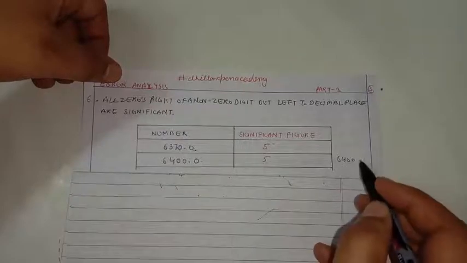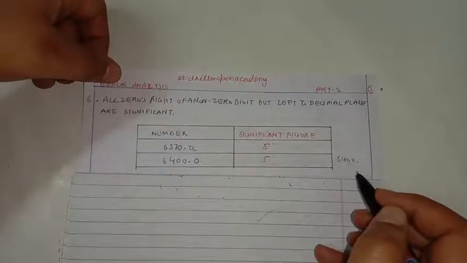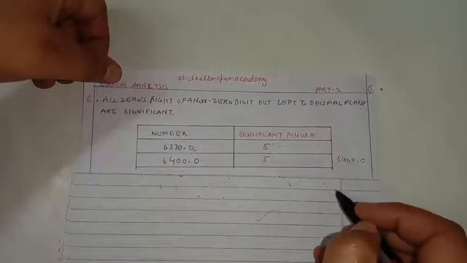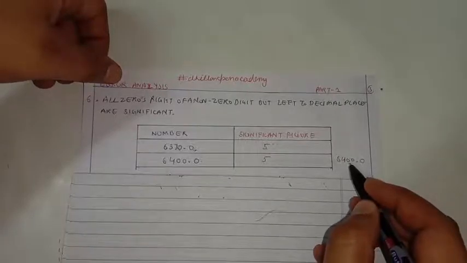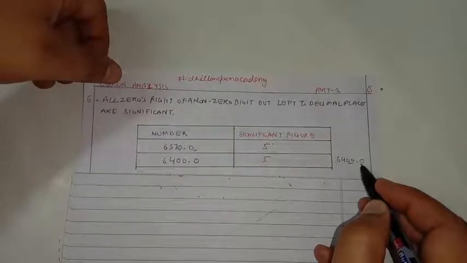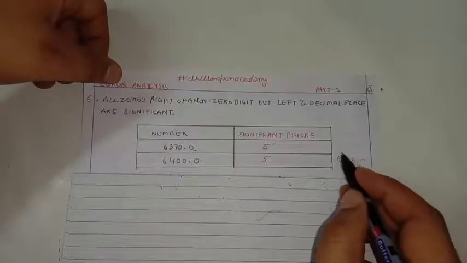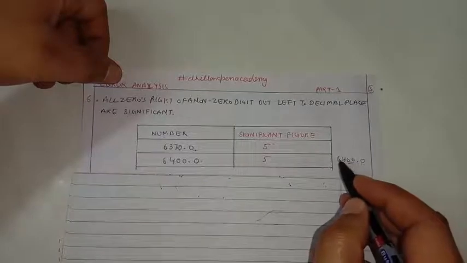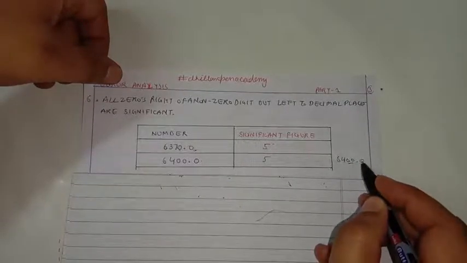But if we place a decimal and a 0, then not only will these 2 zeros be counted as significant figures, but this 0 will also be counted as a significant figure. So the total number of significant figures over here will be 1, 2, 3, 4 and 5.